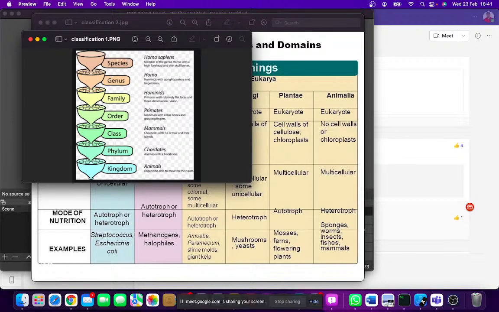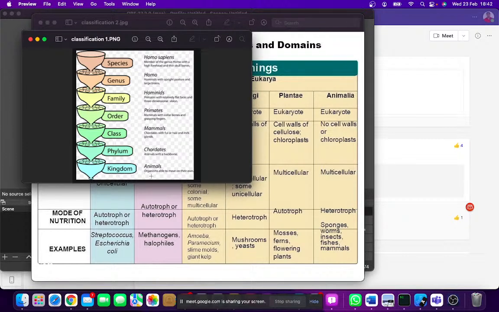Like human beings are called Homo sapiens. Homo is from our genus name, and sapiens is from our species name. So that is what we call binomial nomenclature. You're going to be asked what kind of taxonomy is used in classifying plants and animals. The kind of taxonomy they use is binomial nomenclature. You use two names, from their genus name and their species name, and that is why human beings are known as Homo sapiens.